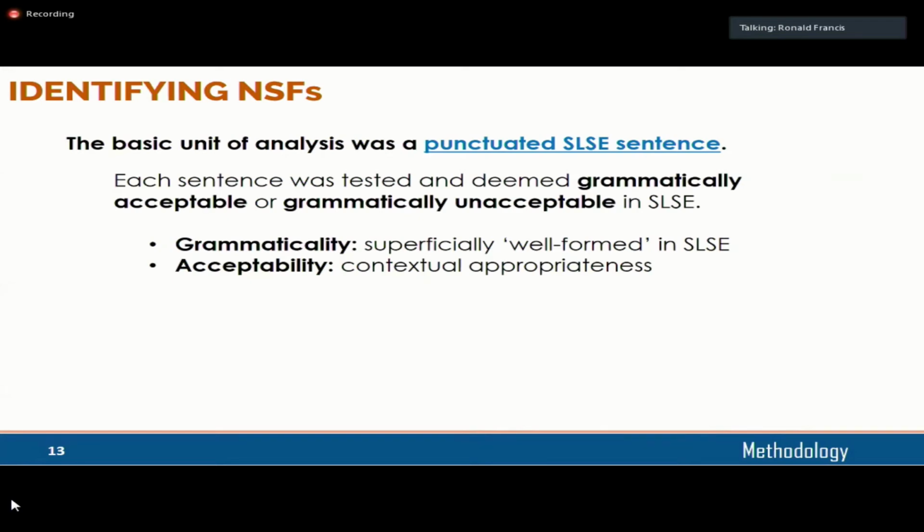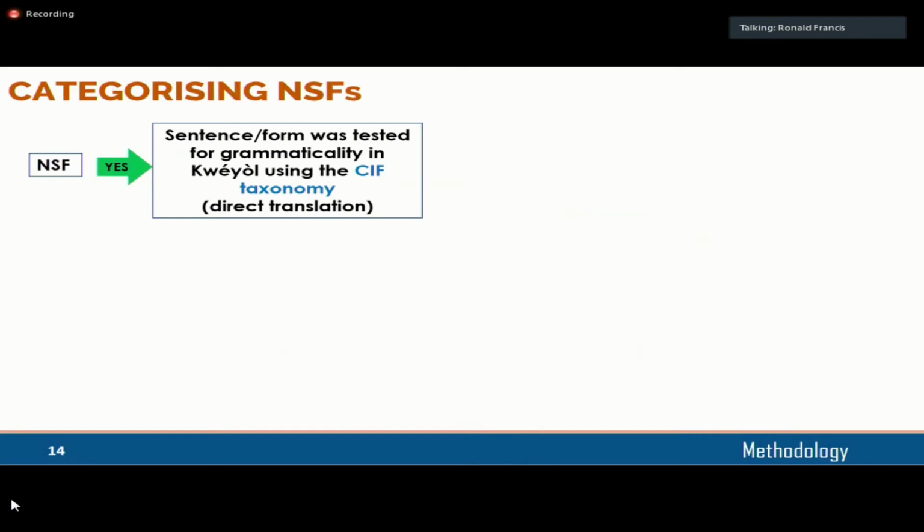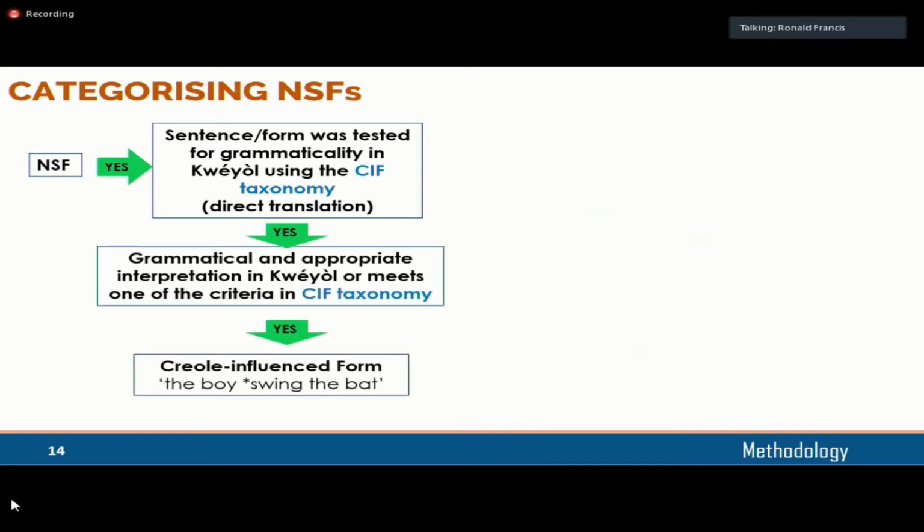The basic unit of my analysis overall is a fully punctuated sentence, because punctuation is part of what I am testing. And I basically deem a sentence grammatically acceptable if it is superficially well-formed, that is grammatical, but acceptable if it is also contextually appropriate. So that's what I refer to as grammatical acceptability. If it is lacking grammaticality or acceptability, it becomes a non-standard form. At this point, the sentence is tested by my Creole influence structure taxonomy and some kind of direct translation. And if it matches any of these categories, then I consider it a Creole influence form.